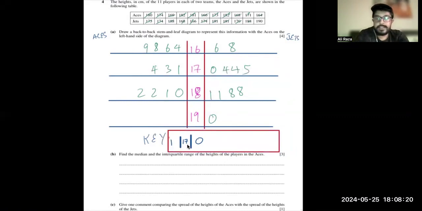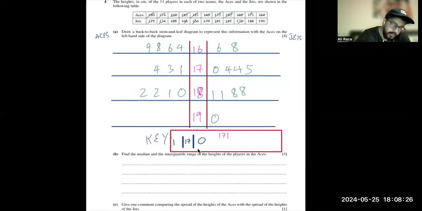Now in this key, 1, column 17, column 0, 171 for aces and 170 for jets.